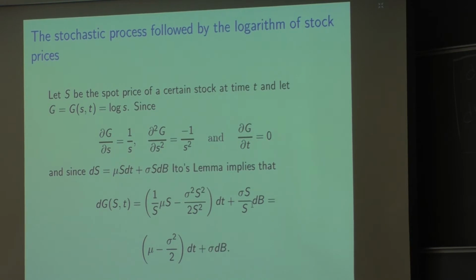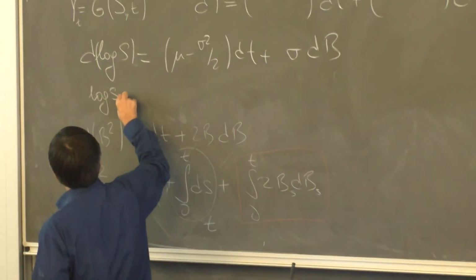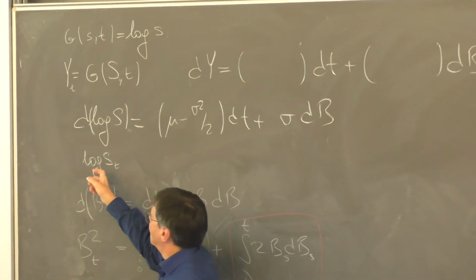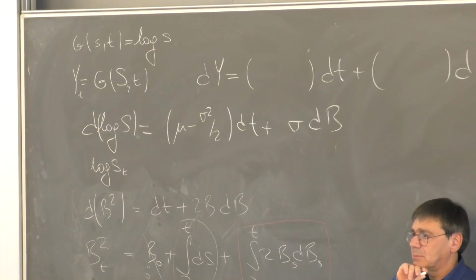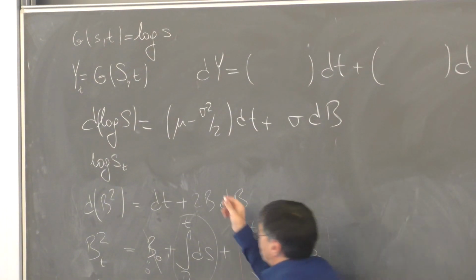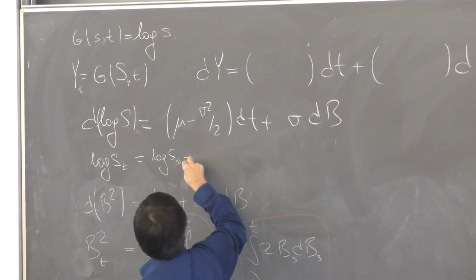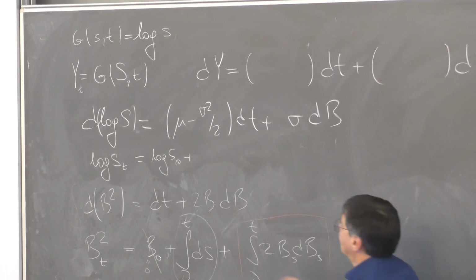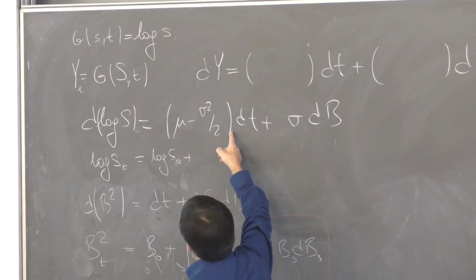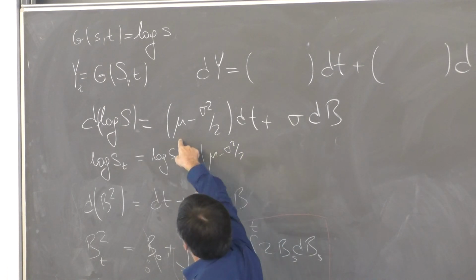Why is that? Suppose I ask you, great, so tell me, what is log s? Let's be completely precise. What is log s at time t? What do you say? You say, well, we know what this is. You taught us it's log of s at time 0 plus the integral of this between 0 and t. Fine. What is the integral of this between 0 and t? Mu minus sigma squared over 2. This is just a number, right?